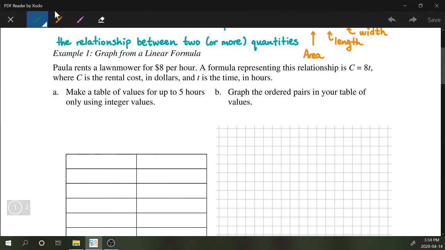So here we're going to have T, which is of course time. We're going to put it in the left column because that is the independent variable. And then the dependent variable is cost, and we'll put it in the right hand side. So we can say that T is the independent variable and C is the dependent variable because of course the cost depends on how long you rent the lawnmower for.